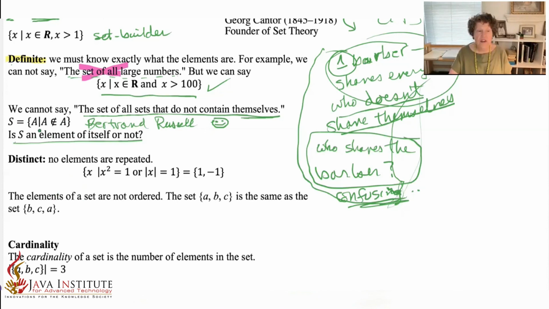Well, if it's not an element of itself, it satisfies this condition. But that means it's an element of itself. But if it is an element of itself, it doesn't satisfy the condition, so it can't be. So this is also a paradox. And if you don't understand this completely, it's a good sign. It means nobody can confuse you. So anyway, Bertrand Russell said, see, you thought sets were so beautiful, but now here's a mess, and what are you going to do about it?